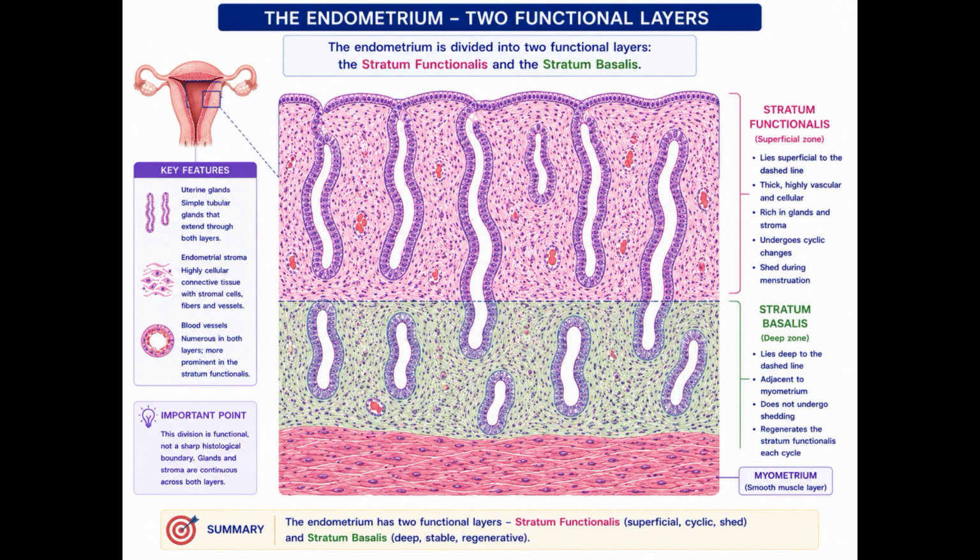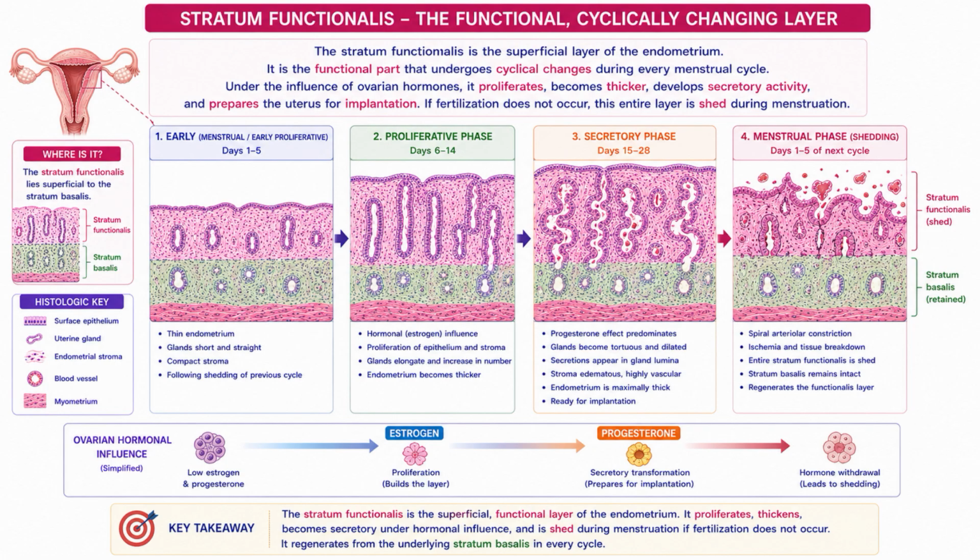The endometrium is divided into two functional layers, the stratum functionalis and the stratum basalis. The stratum functionalis is the superficial layer. As the name suggests, it is the functional part of the endometrium that undergoes cyclical changes during every menstrual cycle. Under the influence of ovarian hormones, this layer proliferates, becomes thicker, develops secretory activity, and prepares the uterus for implantation. If fertilization does not occur, this entire layer is shed during menstruation.